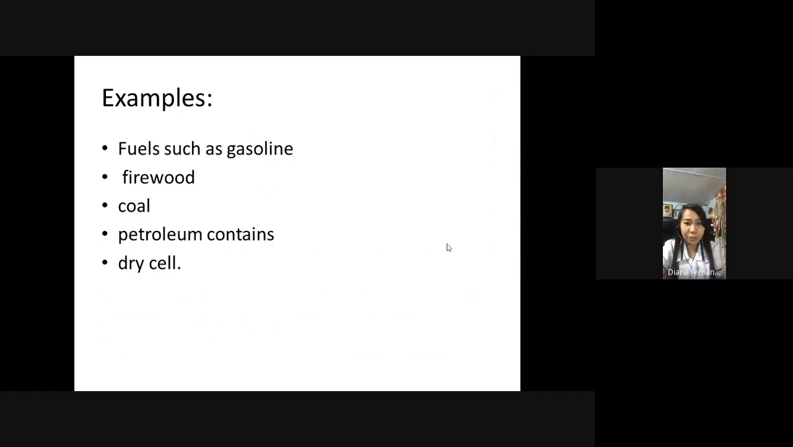How about the food that we eat? Hotdog. Hotdog. Ano pa? How about yung fireworks? Fireworks. Nakita natin. So all of those are examples of chemical energy. Chemical energy. Yung mga may sabihin na natin may chemicals. Oo, para hindi lang kayo malito.